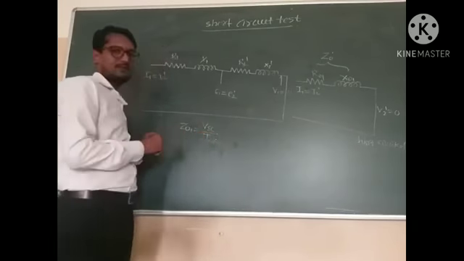Finally, we can find X01 equals the square root of Z01 square minus R01 square. By using these parameters we can easily find the efficiency and regulation, that is, the performance of the transformer.